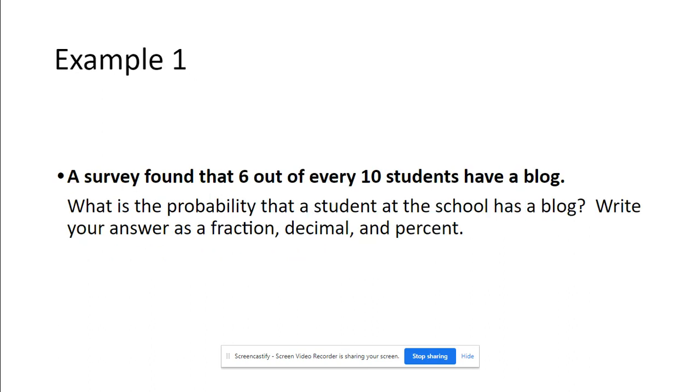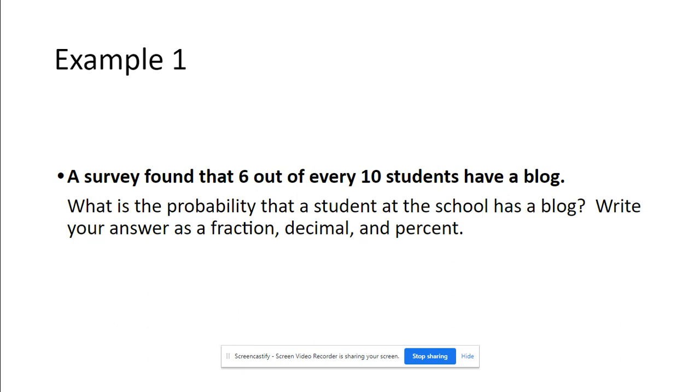All right, so let's just jump in here to these examples. So in example 1, it says a survey found that 6 out of every 10 students have a blog. What is the probability that a student at the school has a blog? So just randomly picking students out of a roster, what's the odds that they're going to have a blog? So really we're asking, what is the probability? And there's not really a whole lot of work in this question.